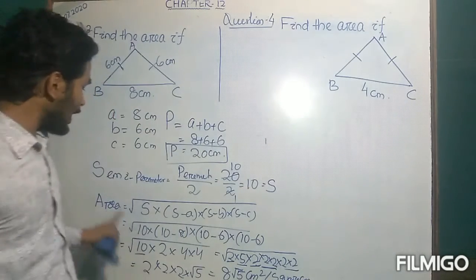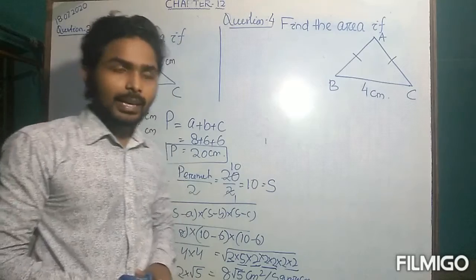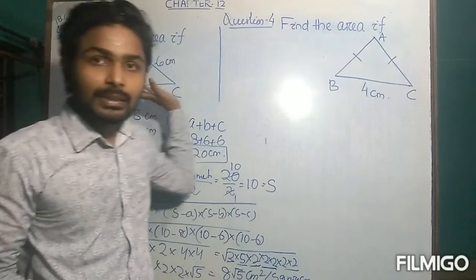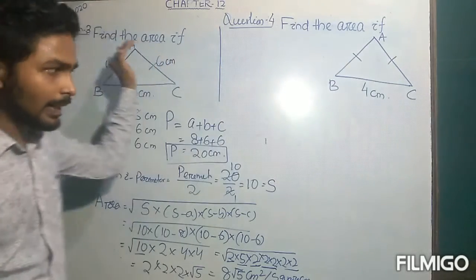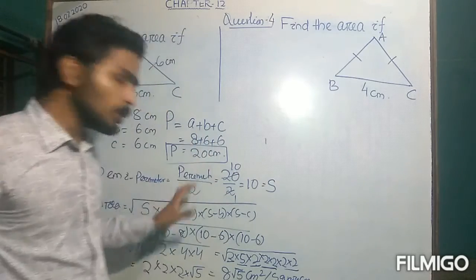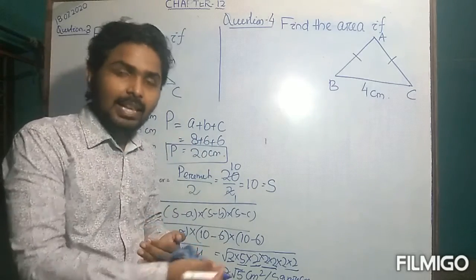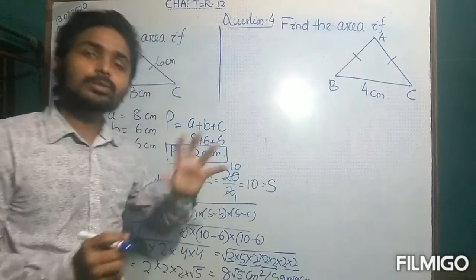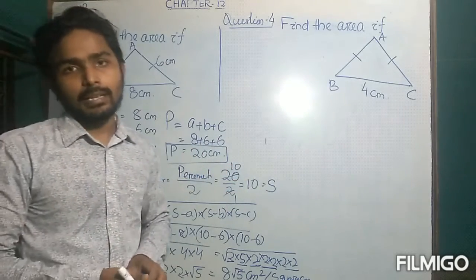Hence we find the area of the triangle, which is an isosceles triangle. Don't think it is a scalene triangle, it is an isosceles triangle. That means this area formula holds good for scalene triangle as well as isosceles triangle, also for the equilateral triangle.